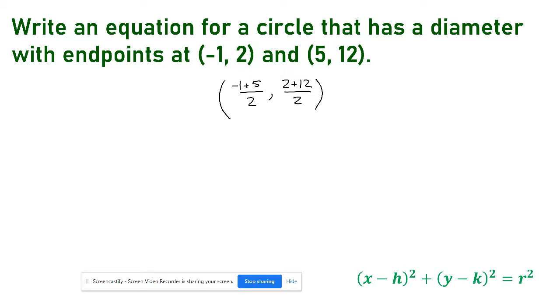If I simplify this, -1 + 5 is 4, so I have 4 over 2. 2 plus 12 is 14, so I have 14 over 2. And so my midpoint is 2, 7. So that's my center. The center of my circle now is 2, 7.